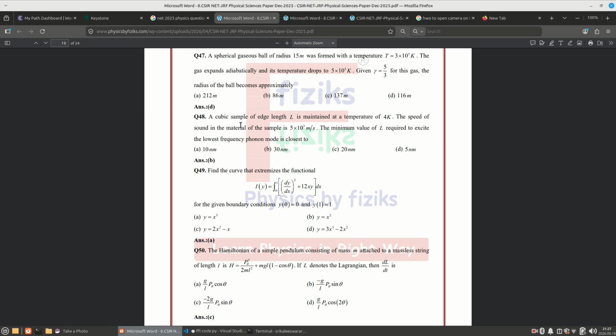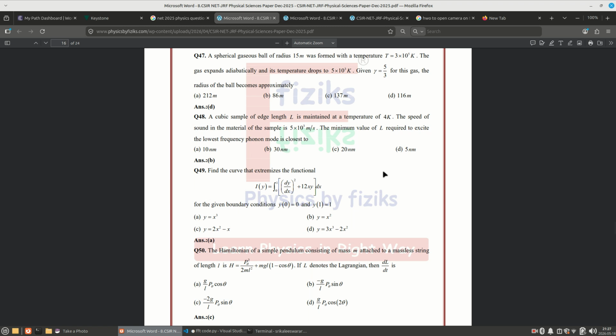A cubic sample of edge length L is maintained at a temperature of 4 Kelvin. The speed of sound in the material of the sample is 5 into 10 to the power of 3 meter per second. The minimum value of L required to excite the lowest frequency phonon mode is closest to: 10 nanometer, 30 nanometer, 20 nanometer, or 5 nanometer.